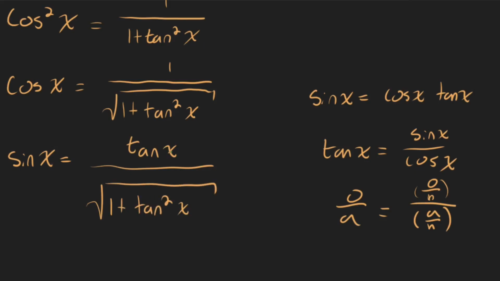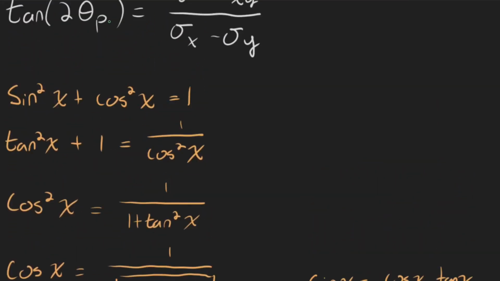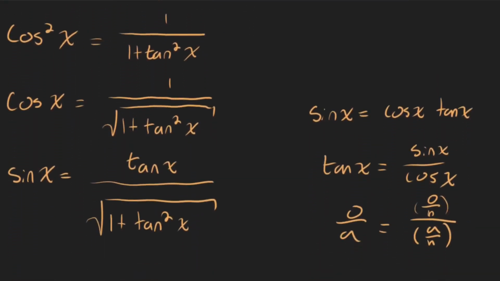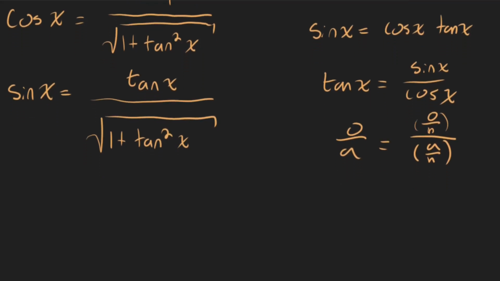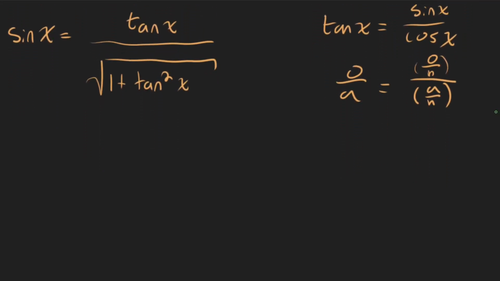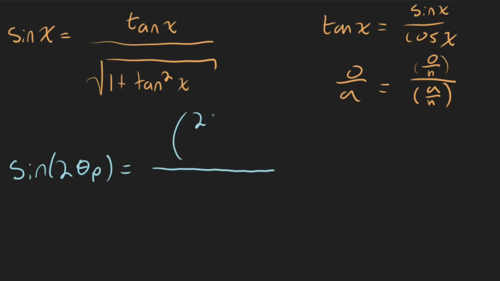And now if we just let x be our 2 theta p, then we can write sine and cosine in terms of all the stuff that we know. So let's start with sine. Our sine of 2 theta p is going to equal, we're just plugging stuff in here, in the numerator the thing that we plugged in, sigma y.